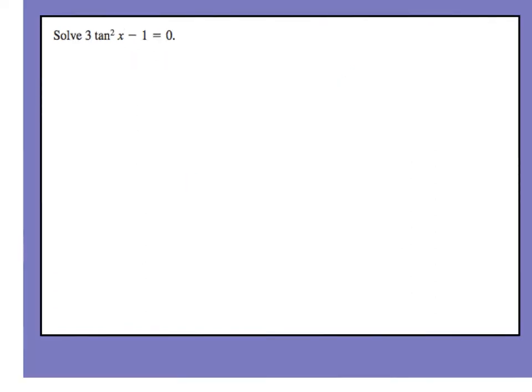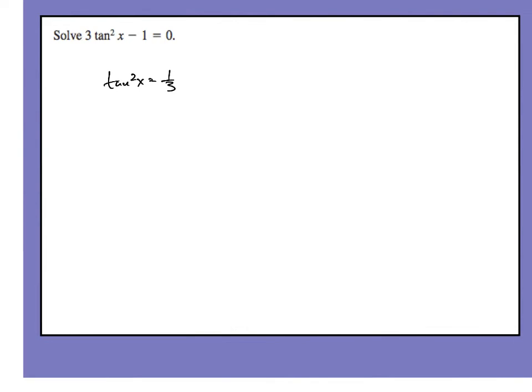So now I have 3 tangent squared x minus 1 is equal to 0. Again, I need to get a trig function equal to a number. So what could I do? Add 1, divide by 3. So now I have tangent squared is equal to 1/3.